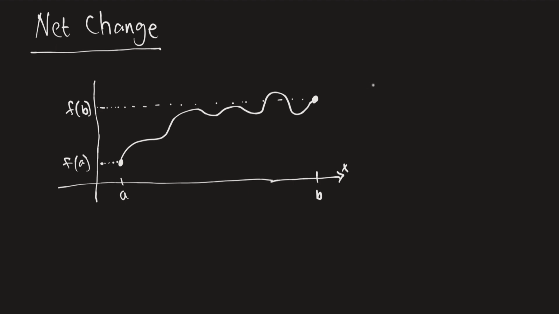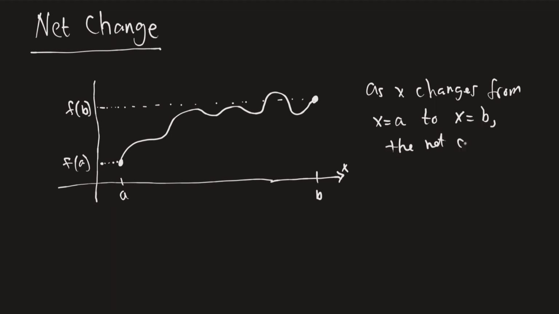as x changes from x equals a to x equals b, the net change in the function, right, is simply a difference. It's f of b minus f of a, right?